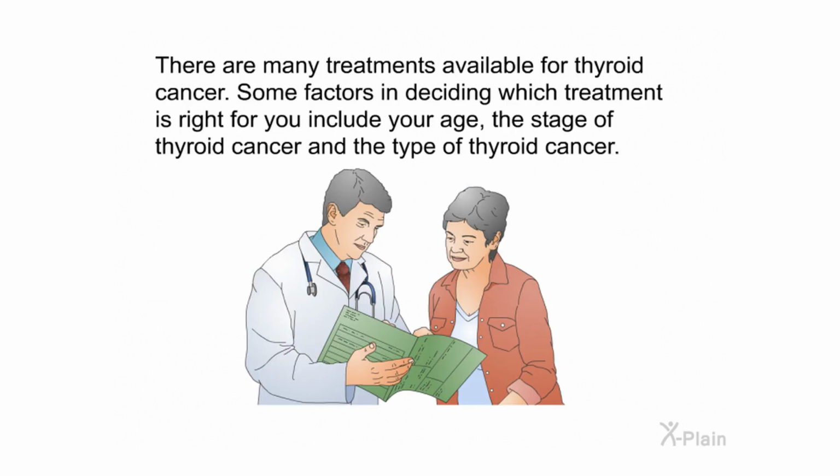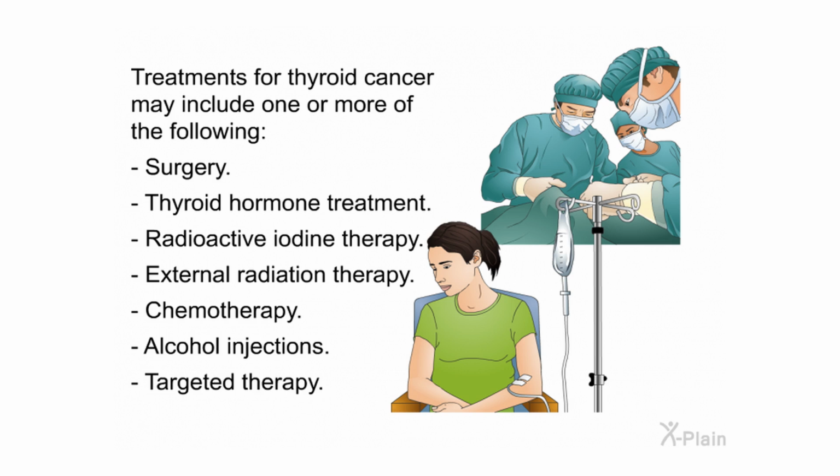There are many treatments available for thyroid cancer. Some factors in deciding which treatment is right for you include your age, the stage of thyroid cancer, and the type of thyroid cancer. Treatments for thyroid cancer may include one or more of the following: surgery, thyroid hormone treatment, radioactive iodine therapy, external radiation therapy, chemotherapy, alcohol injections, targeted therapy.